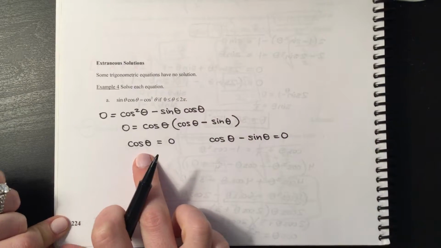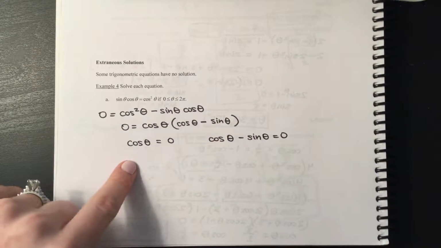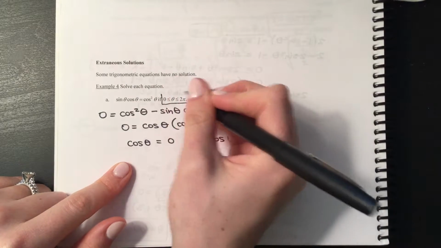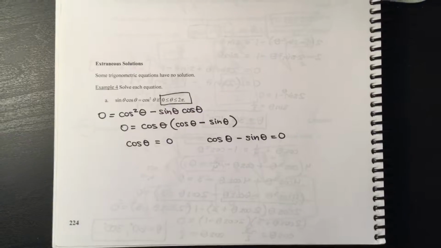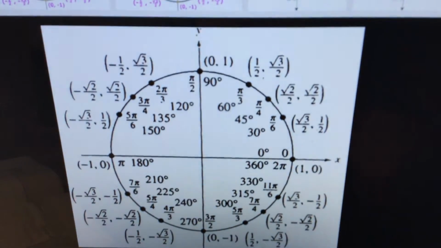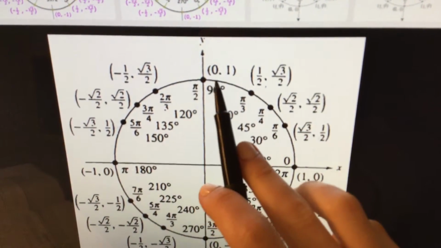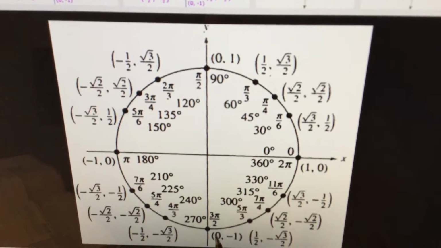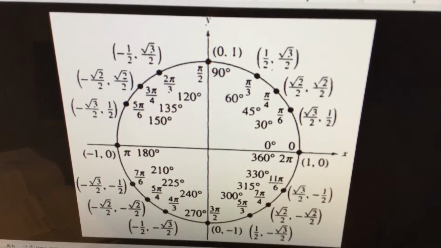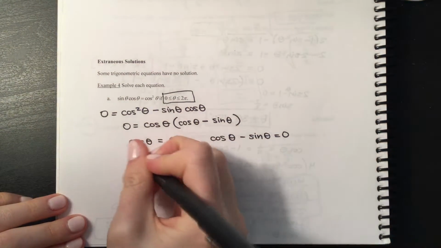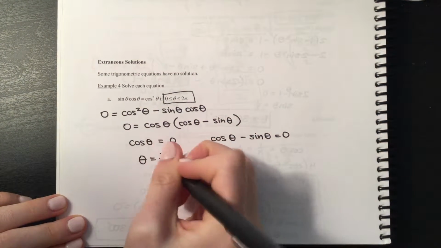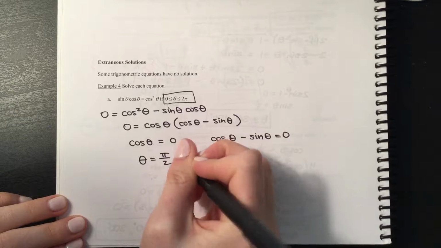Okay, so starting with this one, I'm looking for a value of cosine that's equal to 0. Here's my restricted domain. Notice it's given in radians. You want to make sure your answers are also given in radians. So where's the x value equal to 0? That happens here, also happens here. So that would be pi over 2 and 3 pi over 2. There are two of your answers.